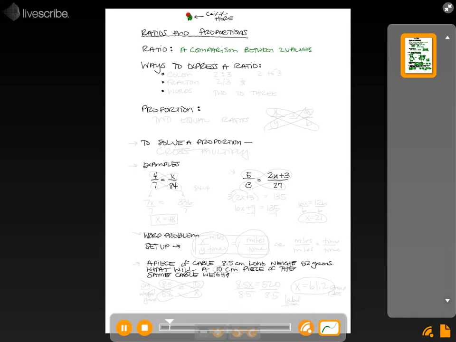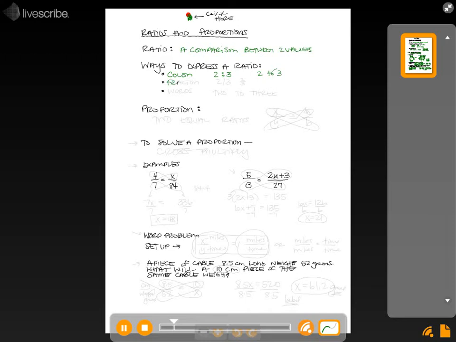There's several different ways we can express a ratio. First way is with a colon. So we would say, for example, 2 colon 3, and then that would be the ratio 2 to 3. And that's one way we would express those values, that 2 is related to 3.